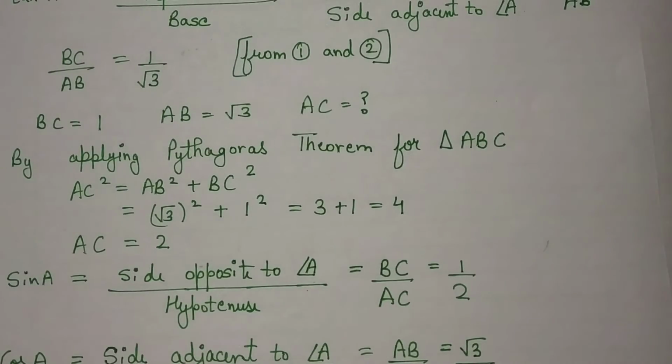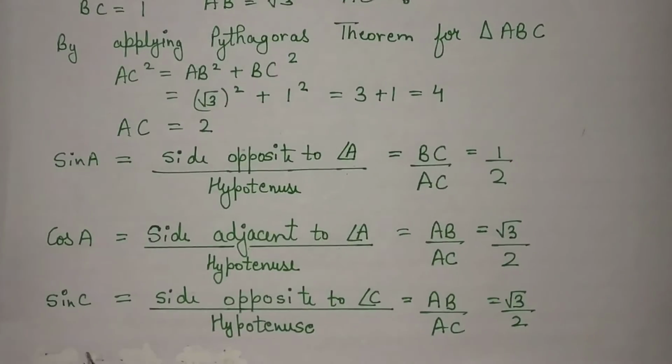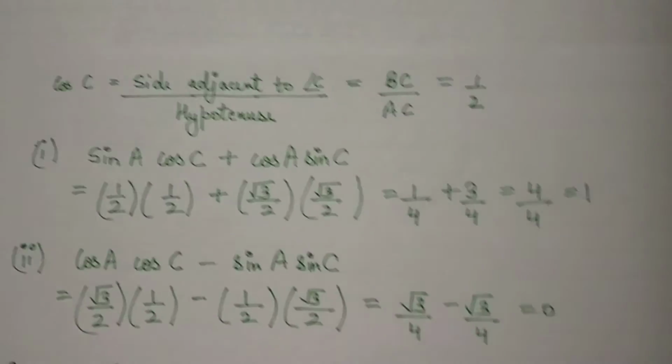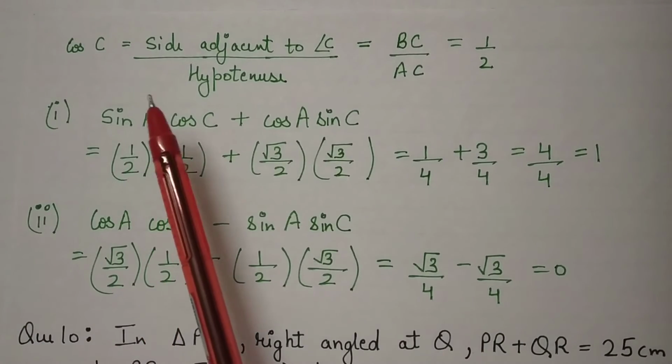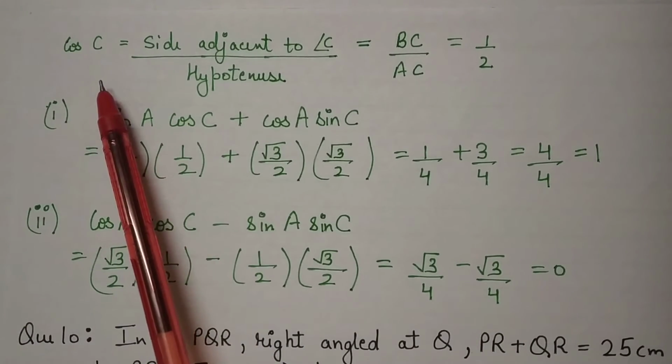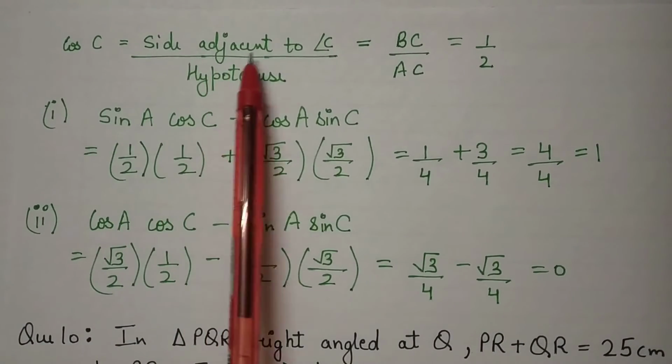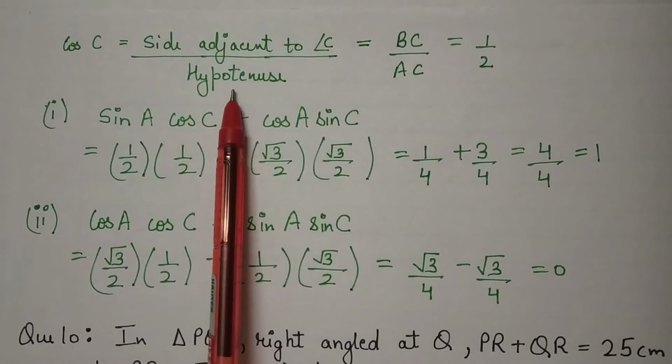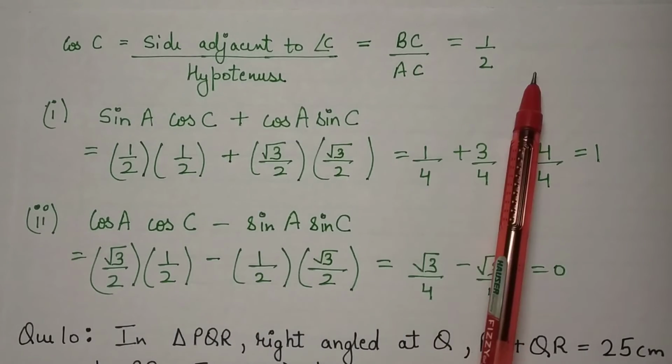Now one more is left. I have got sin A, cos A, sin C. Now cos C. Cos is base by hypotenuse. So base, side adjacent to angle C, by hypotenuse. BC by AC, put the values.